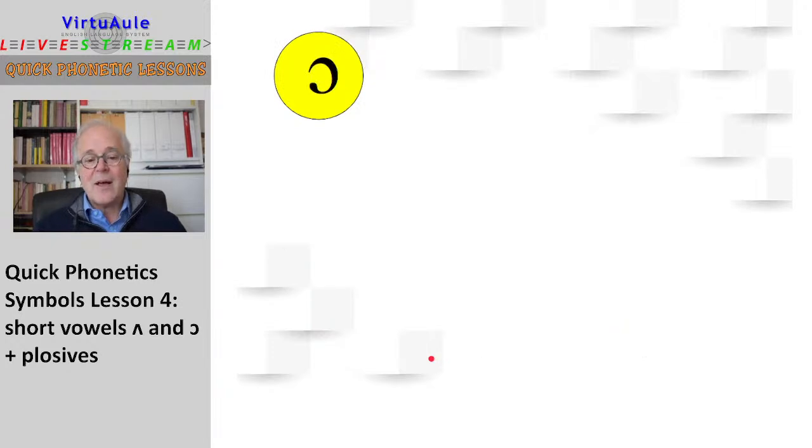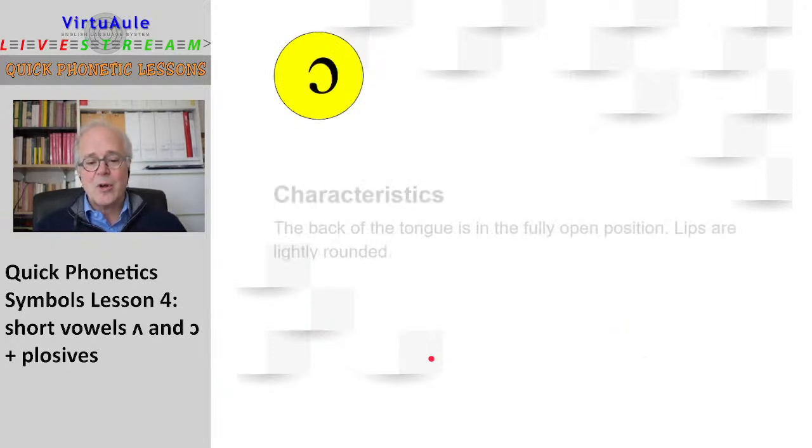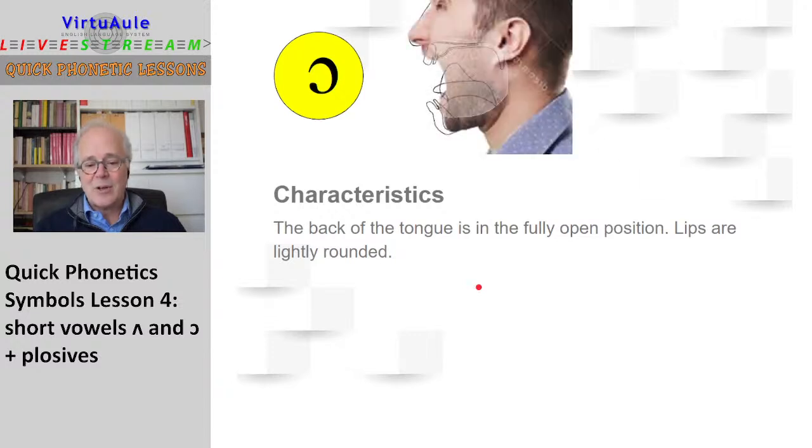Let's look now at the other sound, the short O sound. The back of the tongue is in the fully open position. The lips are slightly rounded, or lightly rounded. Here's again the mouth. You can see that this sound is towards the back. It's fully open, but it's very much at the back of the mouth.